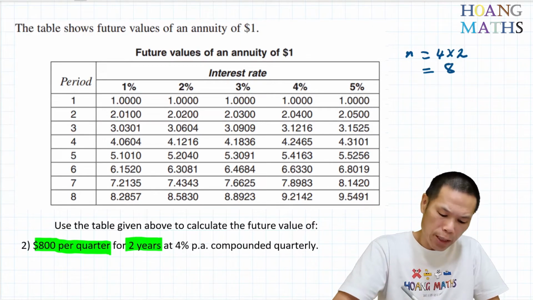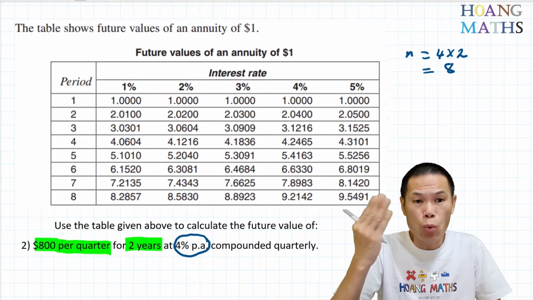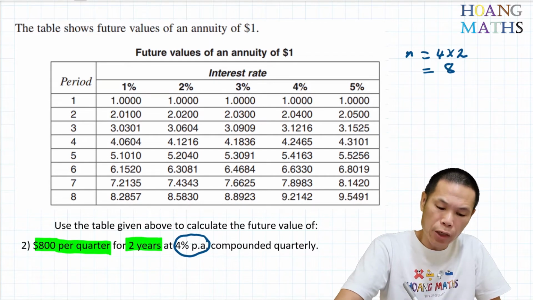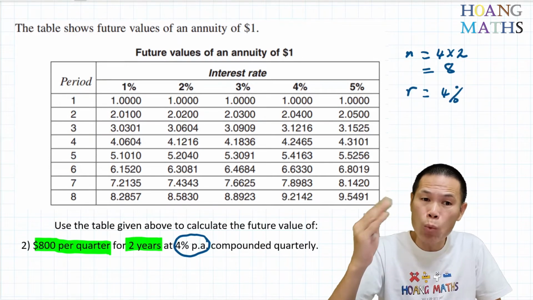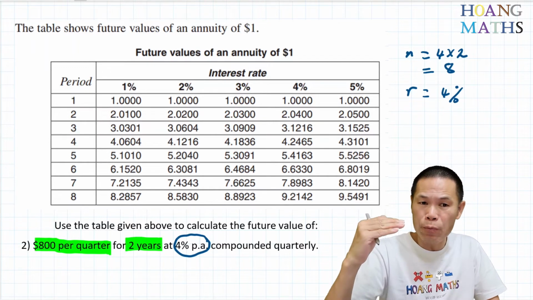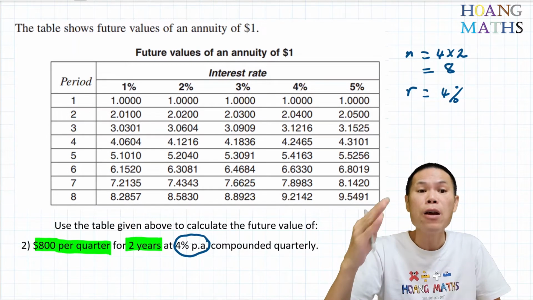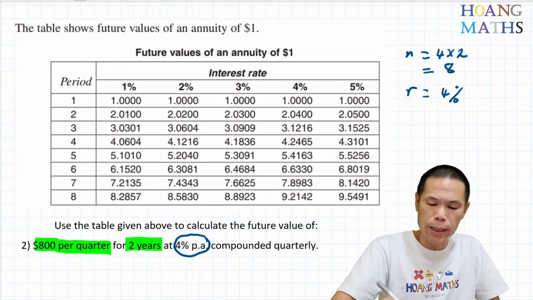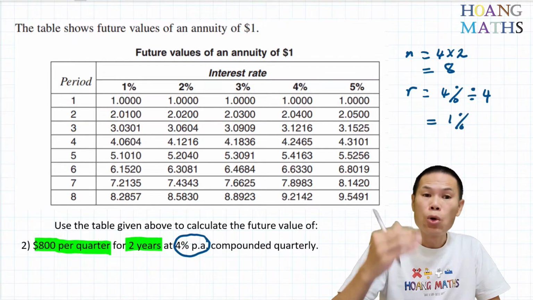The interest rate is 4% per year, and it compounds quarterly. This means that every quarter we get the interest, so we need to divide by 4 because there are 4 quarters in a year. So we divide this by 4, and that is 1% per quarter.